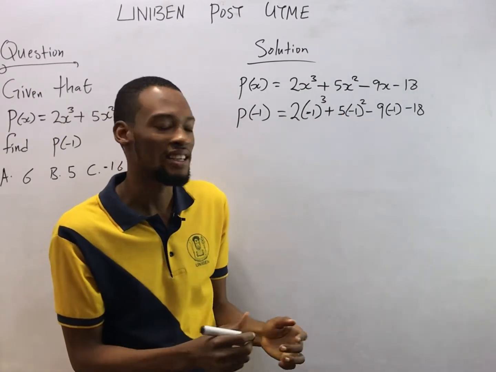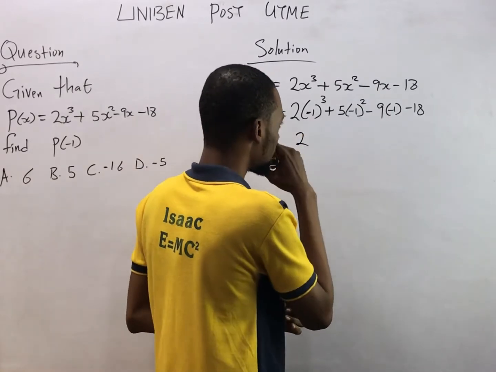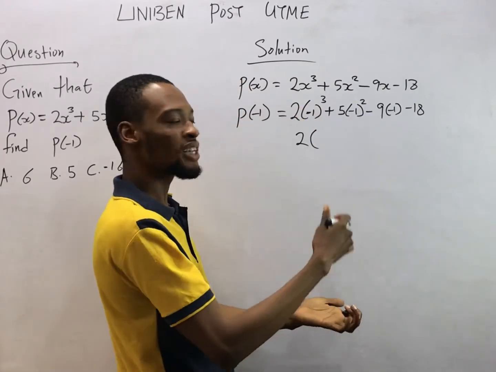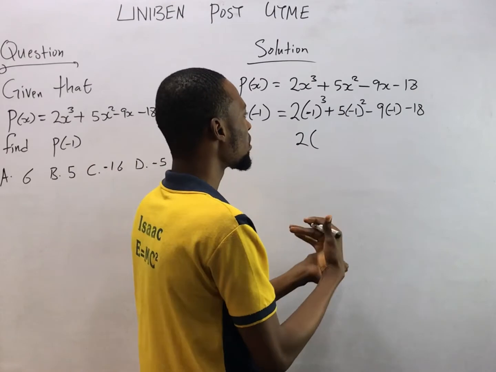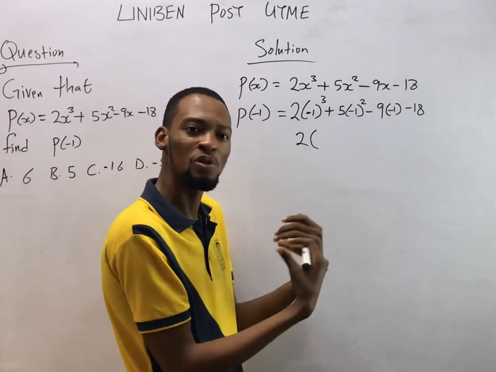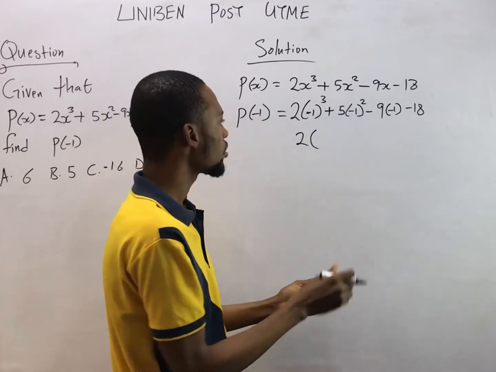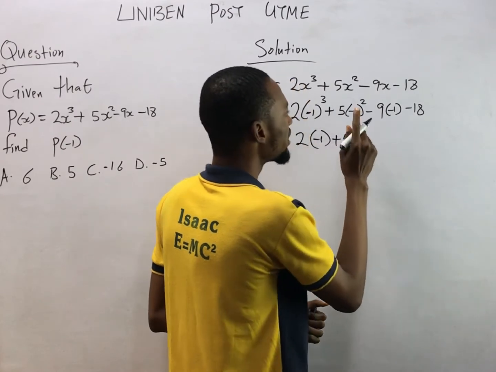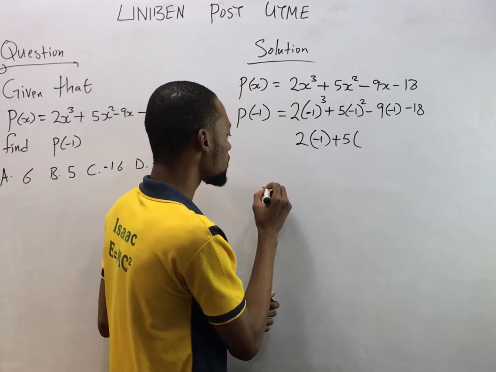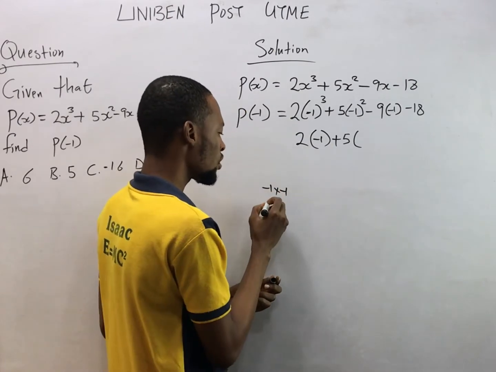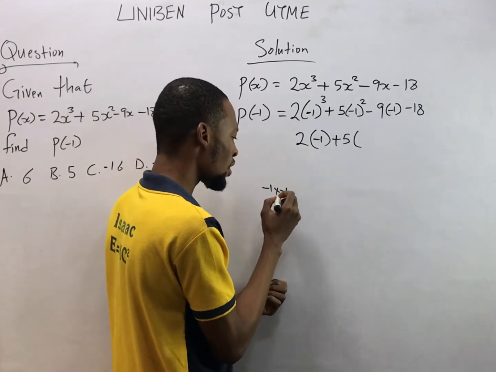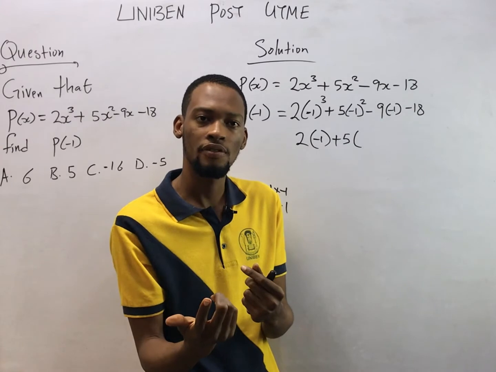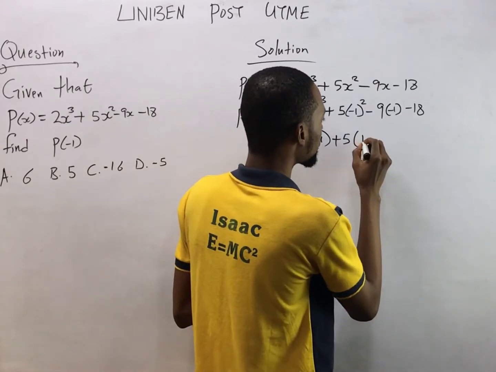Now let's simplify. This is 2. Now, minus 1 raised to the power of 3 is minus 1 times minus 1 times minus 1. Minus 1 times minus 1 is plus 1. Plus 1 times minus 1 will give you minus 1. So this will remain minus 1 plus 5. Then minus 1 squared is the same thing as minus 1 times minus 1, in which minus times minus is plus, and 1 times 1 is 1. So when you are squaring a negative number, it becomes positive. So this will give you 1.